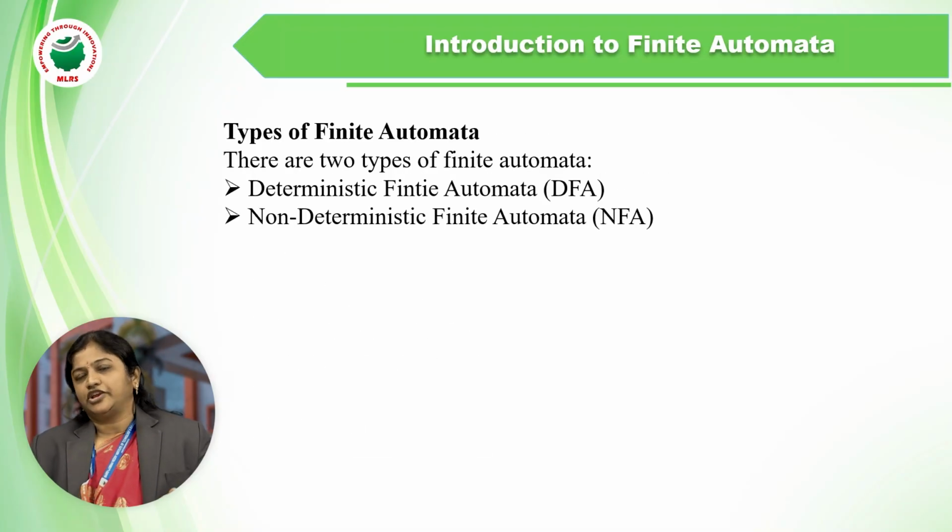Here the types of finite automata are, there are two types: DFA, that is deterministic finite automata, and non-deterministic finite automata. What is deterministic finite automata? In deterministic finite automata, from one state with one input symbol, it reaches only one state. Whereas in non-deterministic finite automata, from one state with one input symbol, it can reach more than one state. That is nothing but non-deterministic finite automata. So this is the main difference between DFA and NFA.